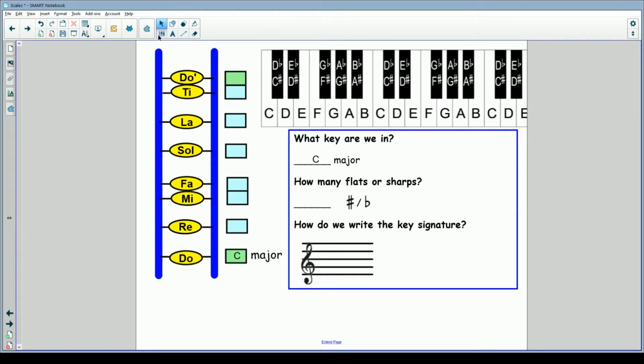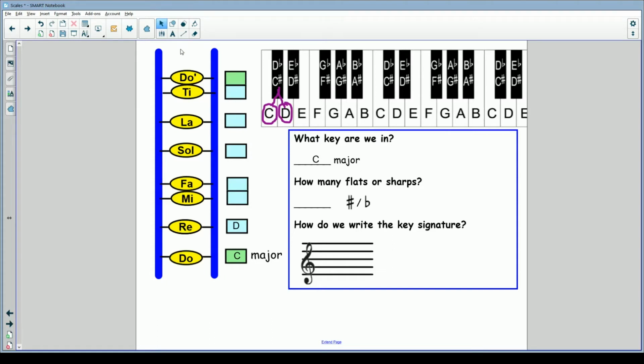We have C. Luckily enough for us, there's a C all the way over here. Do to re is a whole step. So let's do that together. Follow me with your finger. Starting on C, half a step plus half a step makes a whole step. Easy peasy, lemon squeezy. So let's go ahead and figure that one out. That means our do is C, and our re, that is a whole step away, is D. All right, let's keep going.